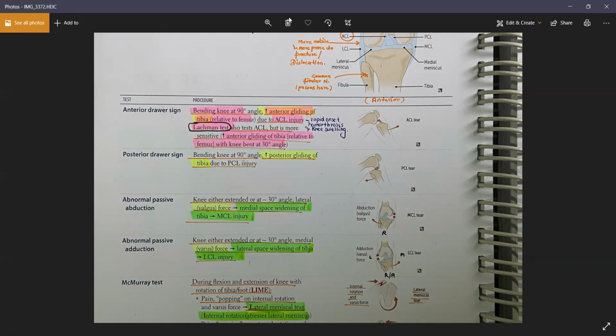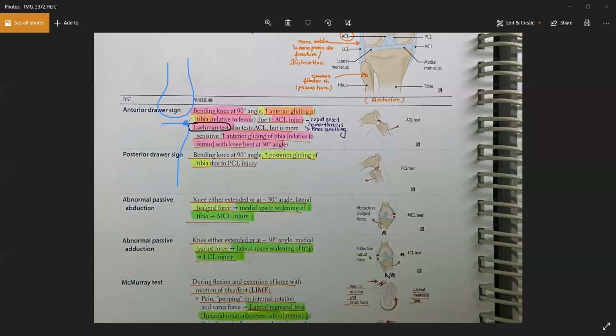If I draw the diagram, this is my femur, and this is my tibia. The anterior cruciate ligament attaches at the anterior side of my tibia, and it goes from posterior to anterior. So you can see that this anterior cruciate ligament is actually preventing the forward dislocation of my tibia. Whenever I get damage to this ligament, I can have more forward movement of the tibia.